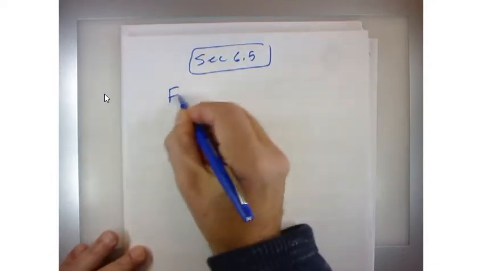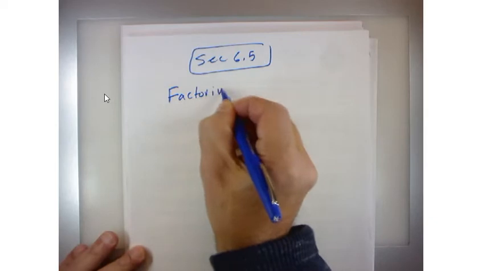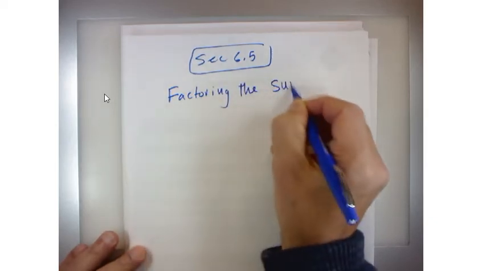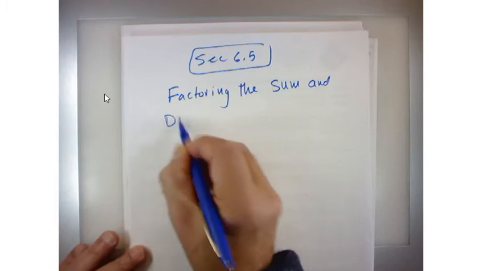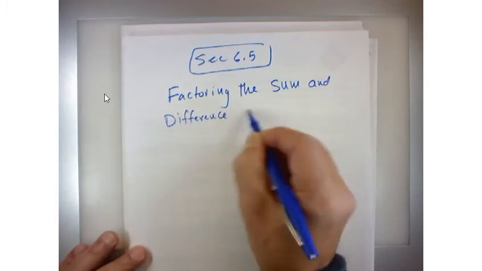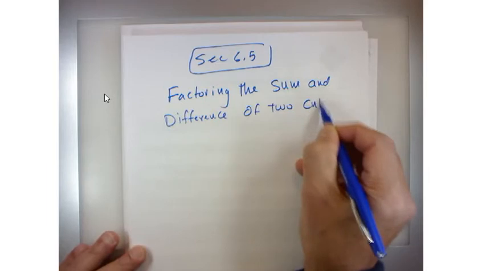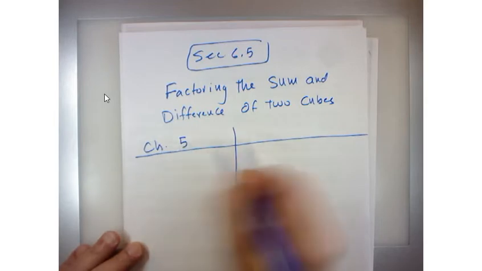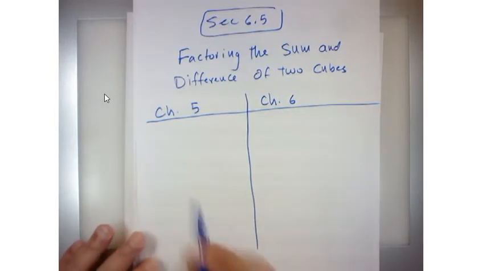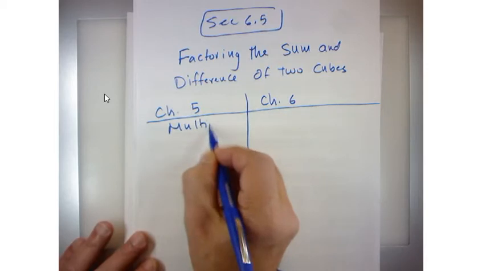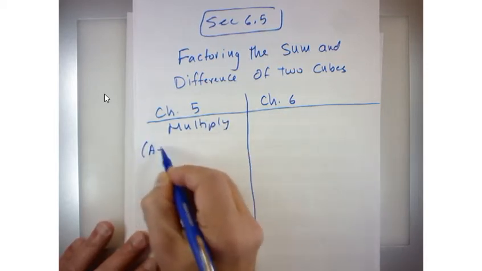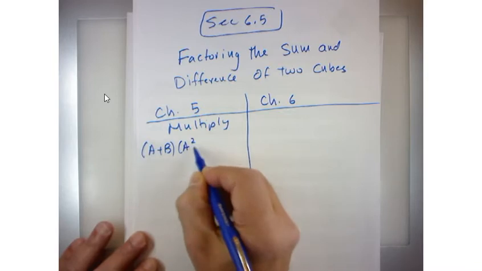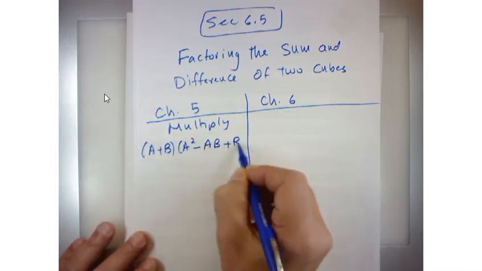So section 6.5 is going to be about, again, factoring more binomials, which is the sum and difference of two cubes. The sum and difference of two cubes. So let's go back to chapter 5 so we can see where this came from. So if I multiply a plus b, which is a binomial, times a squared minus ab plus b squared, which is a trinomial.